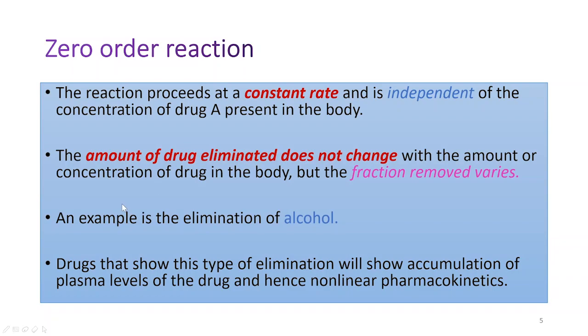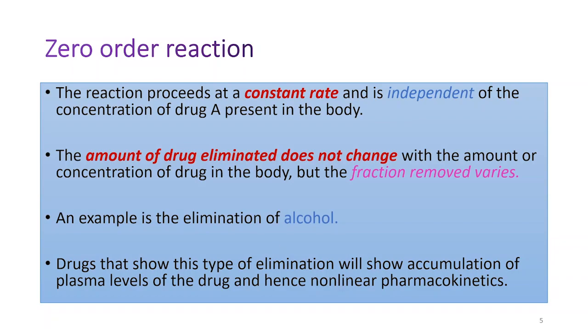Now, a very common example of zero order reaction is ethyl alcohol. There are two other drugs that are eliminated by zero order kinetics, and those are phenytoin and aspirin. For drugs that show this type of elimination, there will be accumulation of plasma levels of the drug, and when we try to graph that, it would be nonlinear pharmacokinetics.